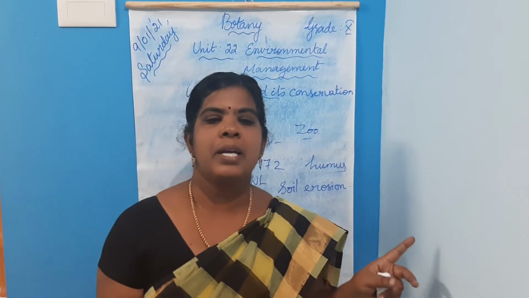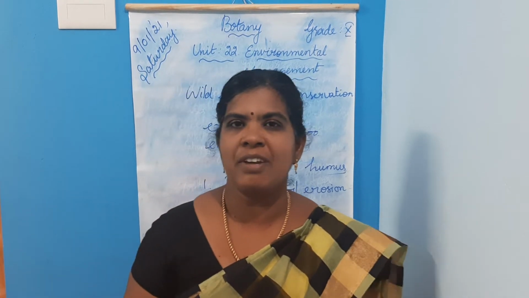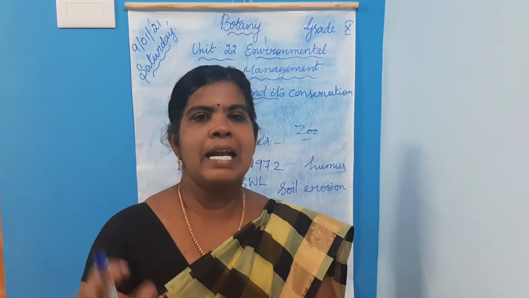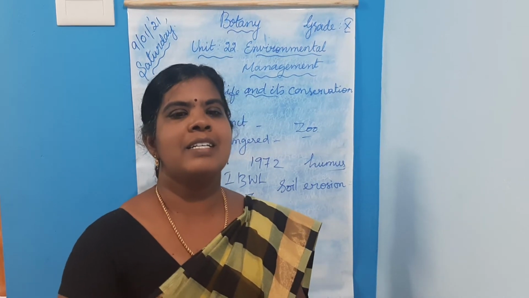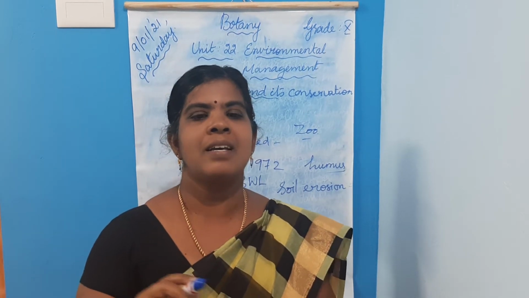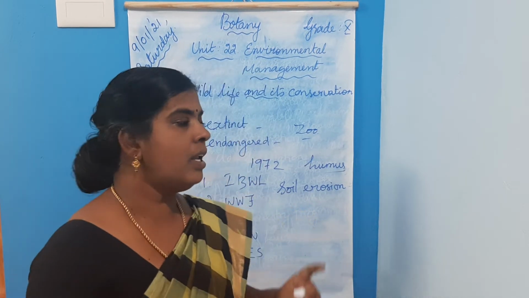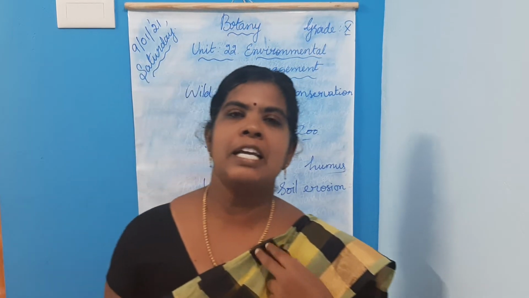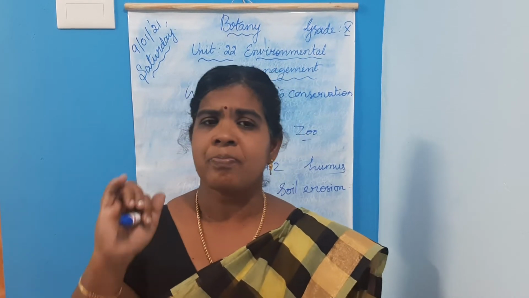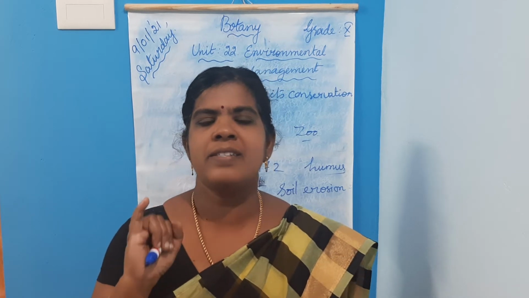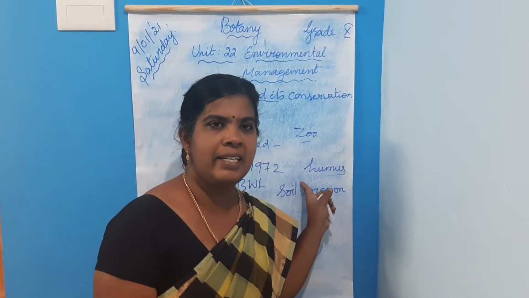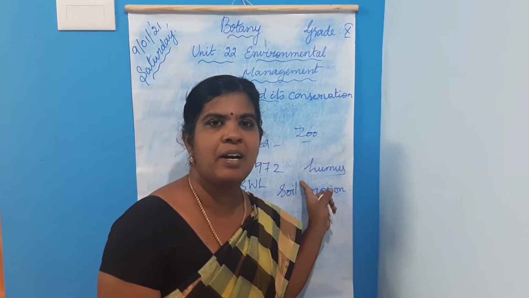Soil erosion. The upper layer of the soil is blown away by wind or washed away by running water, fast flowing water, as well as fast blowing wind. Because of these factors, the topsoil or humus is removed. That is called soil erosion. Removal of topsoil or the upper layer of the soil is called soil erosion. Because of soil erosion, what will happen? Loss of humus. What is humus? Humus is the fertile part of the soil layer, which is rich in nutrients and applicable for plant growth.